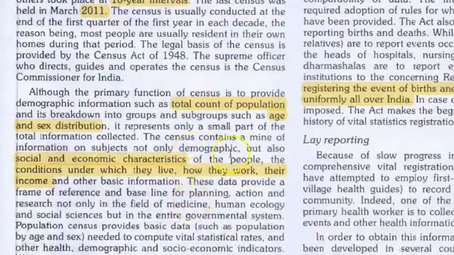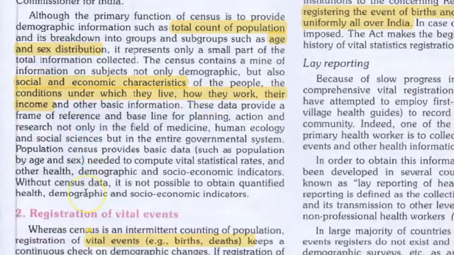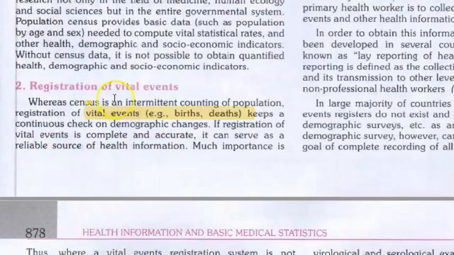Okay. So you will take the total count of population. Then you will have subgroups like age and sex distribution. You will know their economic and social characteristics, how they live, what conditions they live under, what work they do, and their income also. Okay. So how will you use all this data to provide all the health services? Next one, what did we say? Registration of vital events. What are vital events? Births, deaths, marriage, divorce, etc.